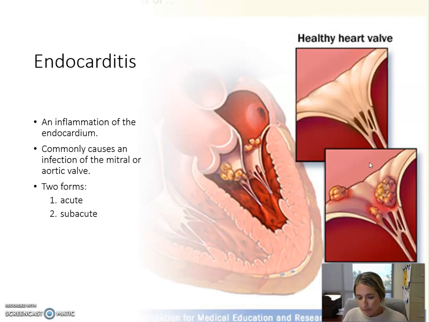There are two different forms of endocarditis. There is the acute form and the subacute form. The good thing is the signs and symptoms are the same between the two. It's generally the same process. The only difference between the two is who gets the infection and the causative agent.